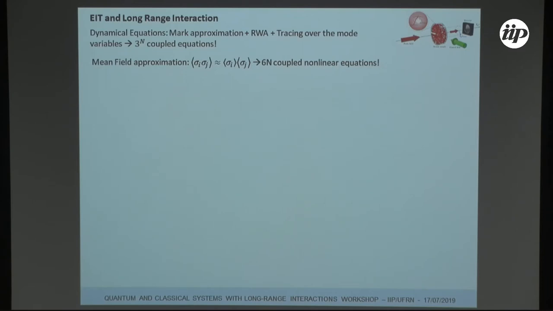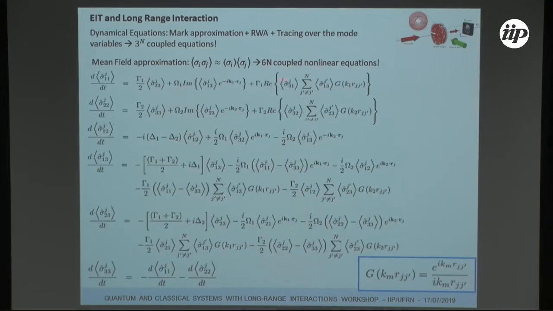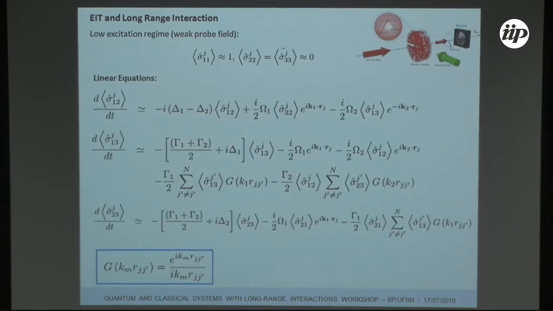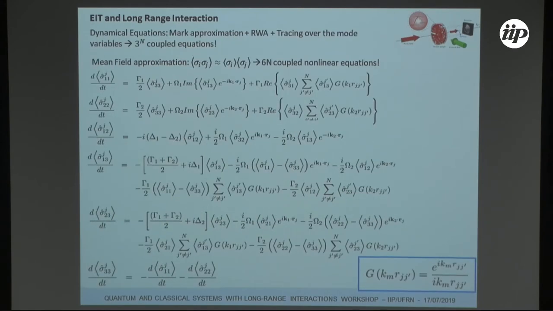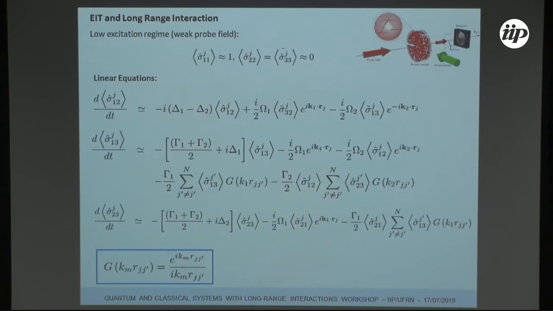The next approximation which allows us to solve this problem is the mean field approximation, where we neglect the atom-atom correlations. The quantum aspects of each atom are still preserved, but the quantum correlation between different atoms is neglected when we make this approximation. And in this case, we end up with 6n coupled nonlinear differential equations, which look something like this. I just put this here to show the last part of almost 30 pages of really long calculations. But even these equations are not so easy to solve, but we can make another approximation, which is valid when we are in the EIT regime, because in the EIT regime, we have the control field much stronger than the probe field.